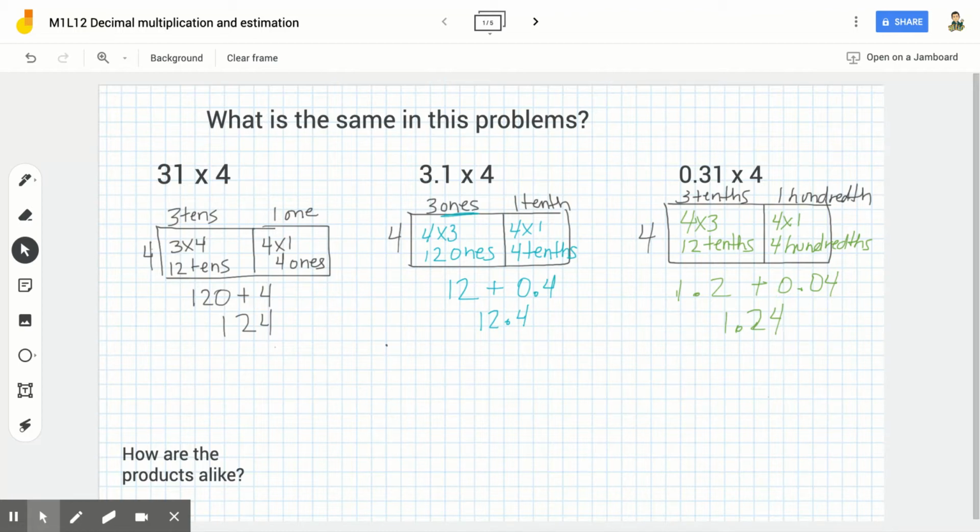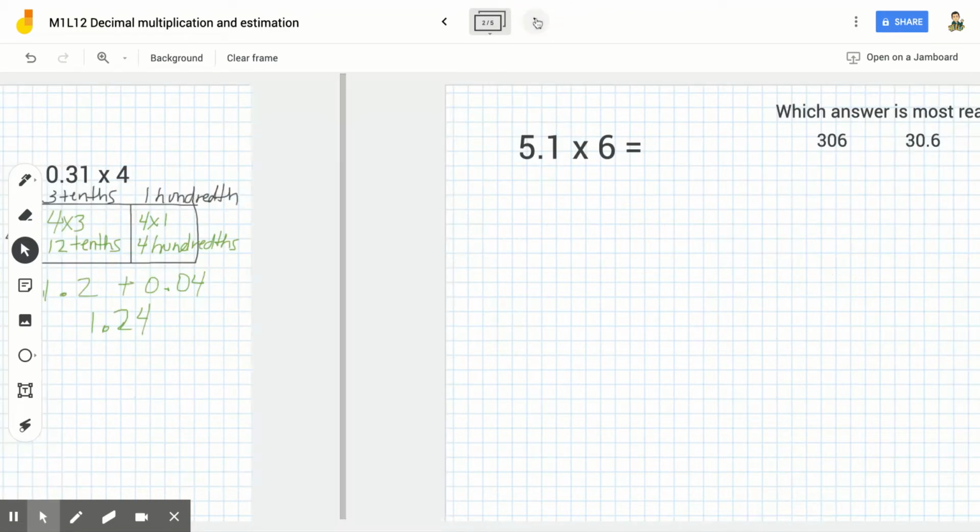So how are the products alike? They all have the same digits. How are they different? The decimal has moved based on the factors. We're going to use this fact to estimate problems.